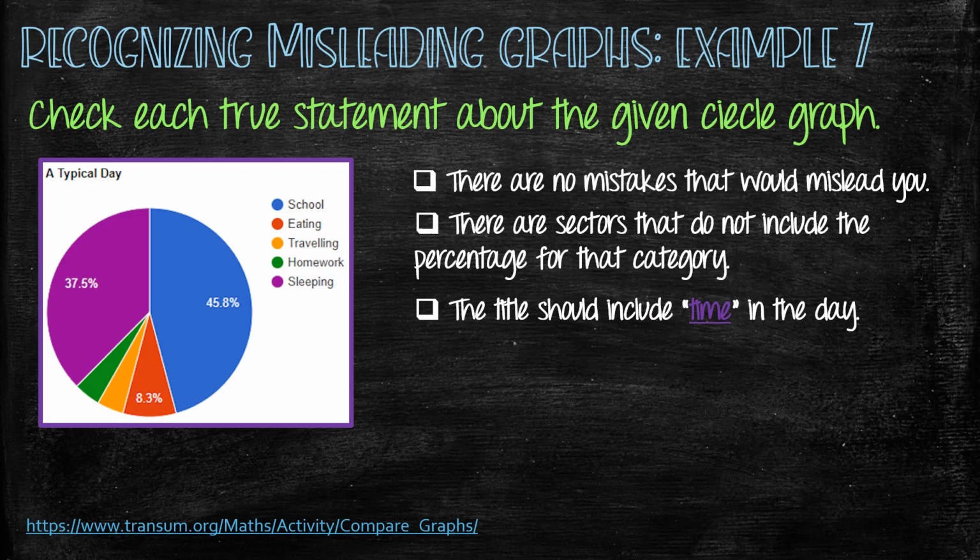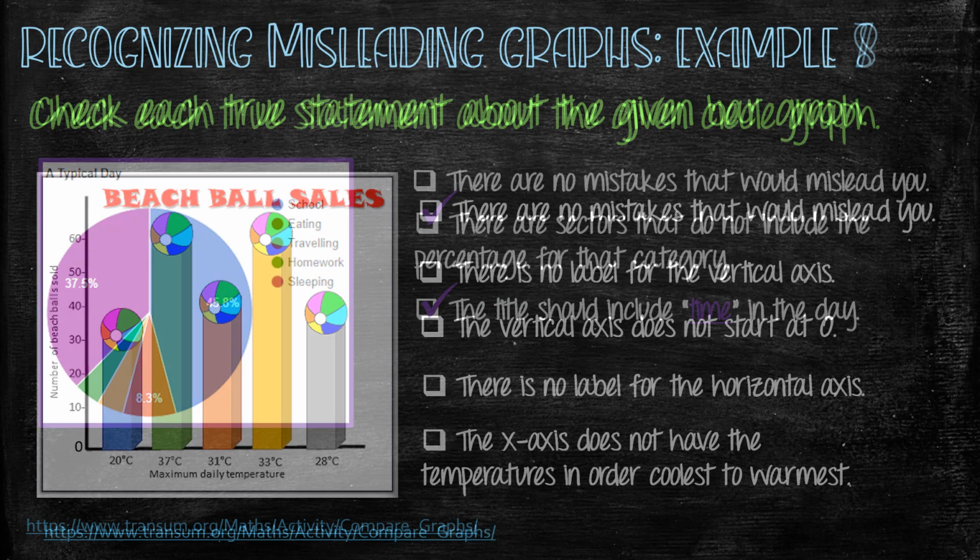Example 7, check each true statement about the given circle graph. There's no mistakes. That would mislead you. I see a couple things wrong. There's sectors that do not include a percentage for their category, and the title should probably include the word time, the time spent on each of those events, breaking down the day.